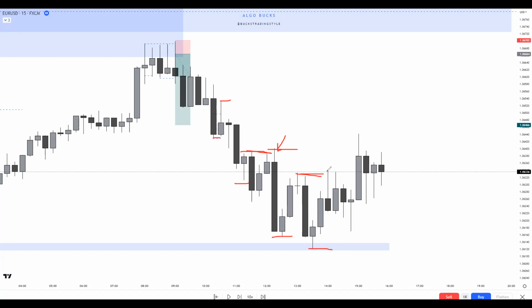This was the break right here. And then price came down all the way to this low. So we had this high, this low, and this. So on the 15-minute time frame, there was nothing happening unless we had a 15-minute rejection candle right here.